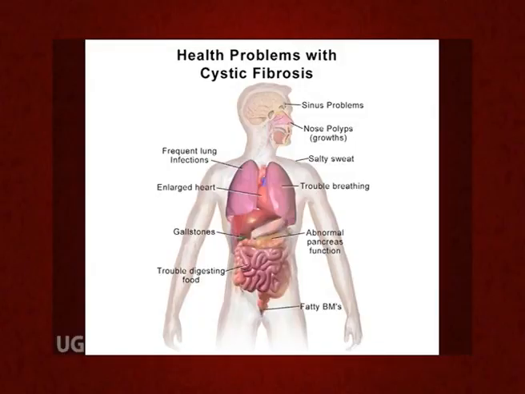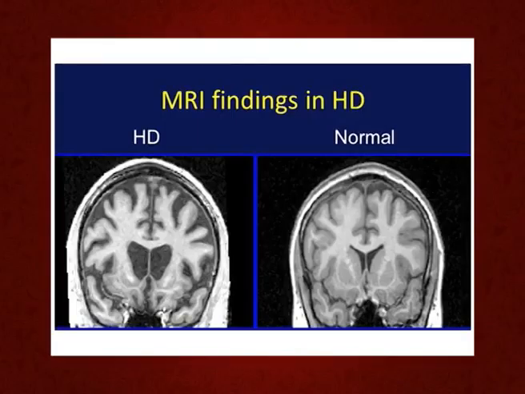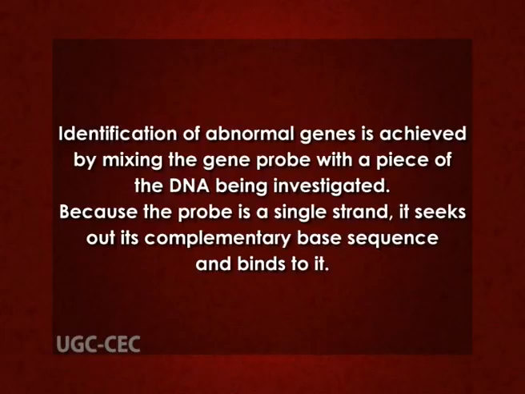These probes are useful in the identification of abnormal genes responsible for hereditary diseases such as cystic fibrosis or Huntington's disease. Identification of abnormal genes is achieved by mixing the gene probe with a piece of the DNA being investigated. Because the probe is a single strand, it seeks out its complementary base sequence and binds to it. In this way, the probe locates exactly where the target gene is.